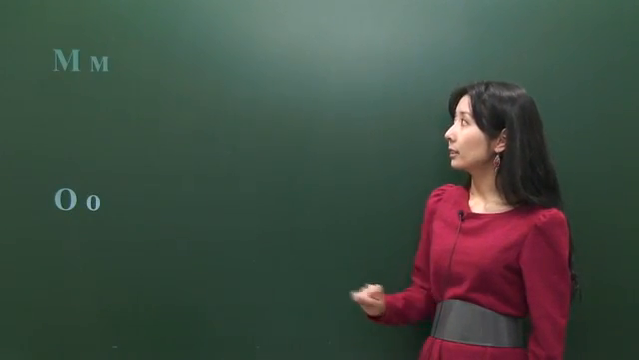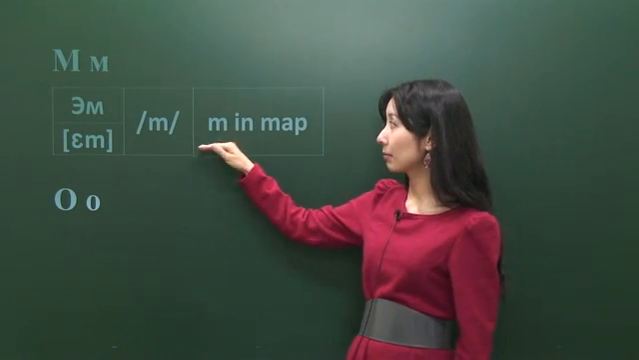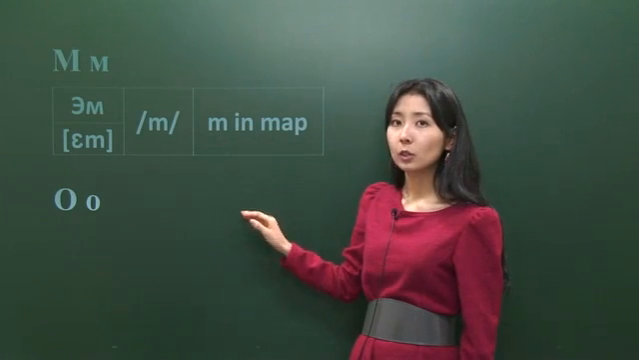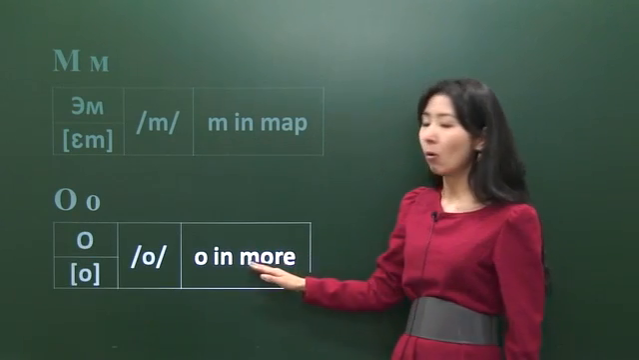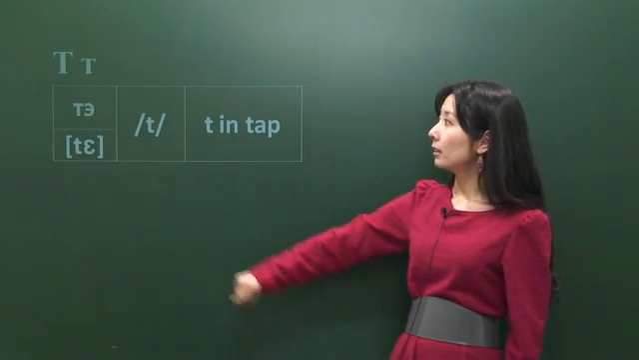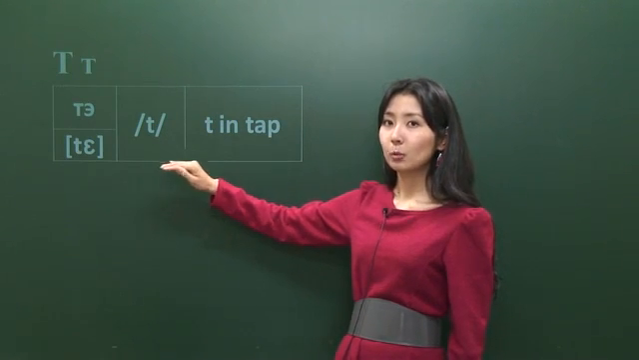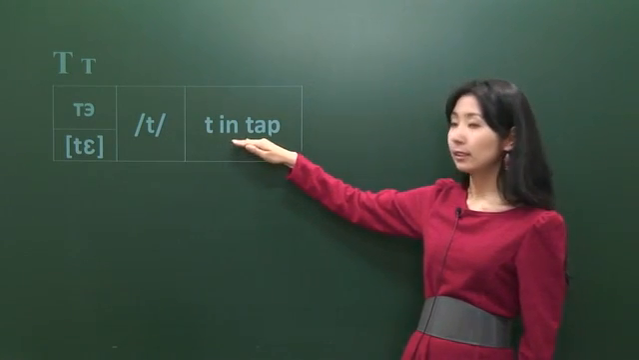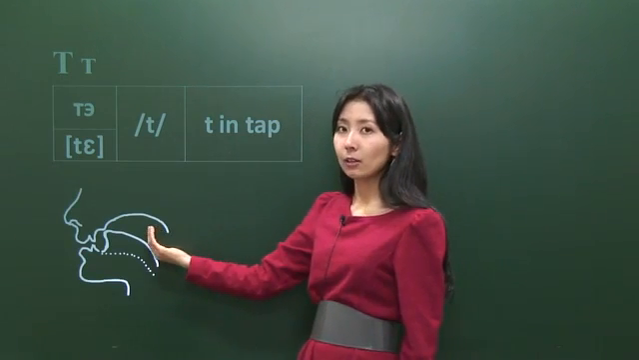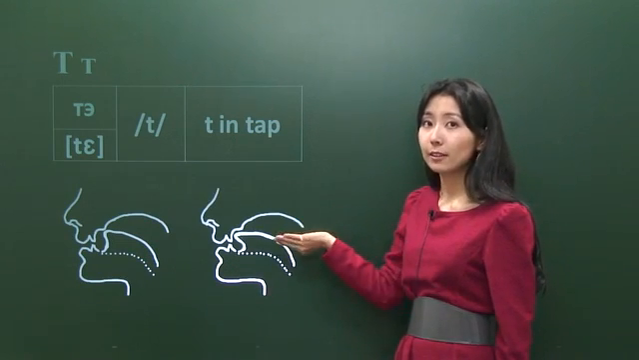The next letter is M, which is equivalent to the English M, like in map. The next one is letter O, and it is pronounced like O in the word more. And then goes letter T, which is similar to the English T in tap. But unlike English, where you pronounce it with the tip of your tongue on the alveoli, here you have to move the tip of your tongue closer towards your teeth. T.